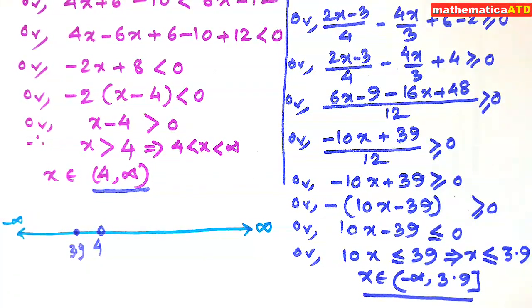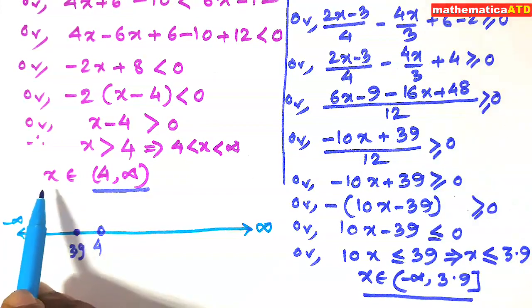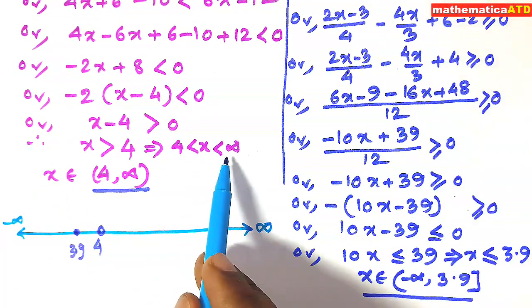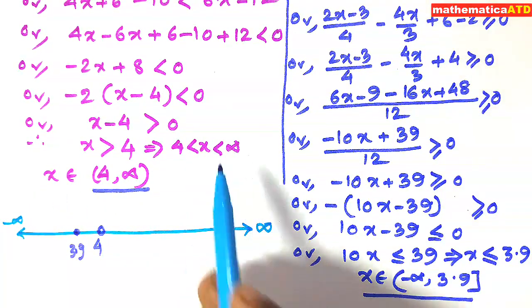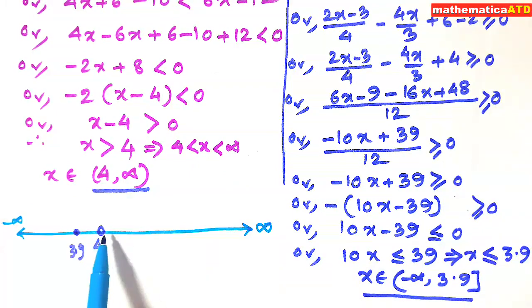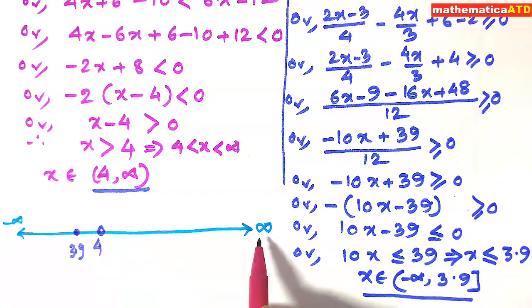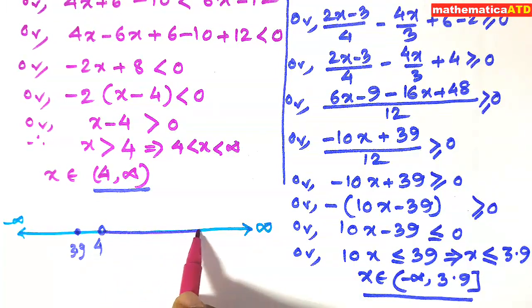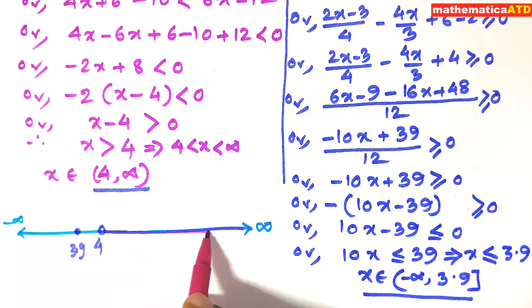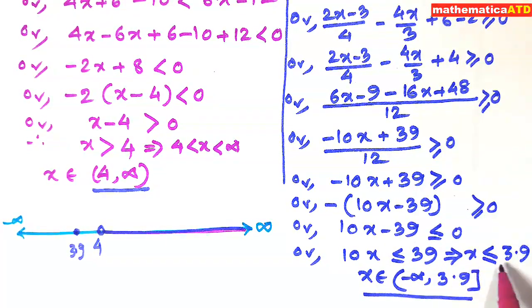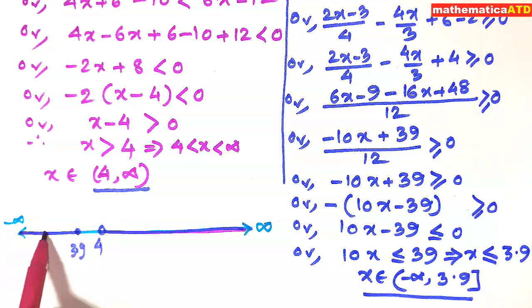Now friends, first solution is 4 less than x less than infinity. That means the solution is from 4 to positive infinity, this side. And from the second solution we find that x is less than or equal to 3.9. That means negative infinity to 3.9. So the solution zone is this part.